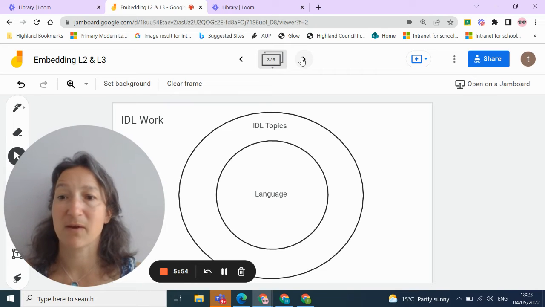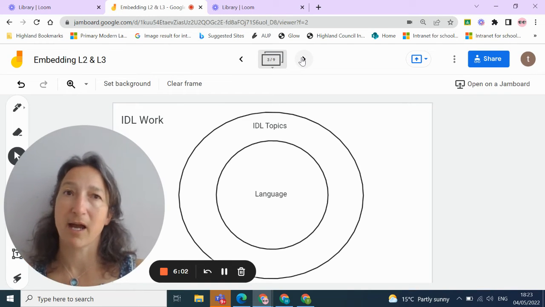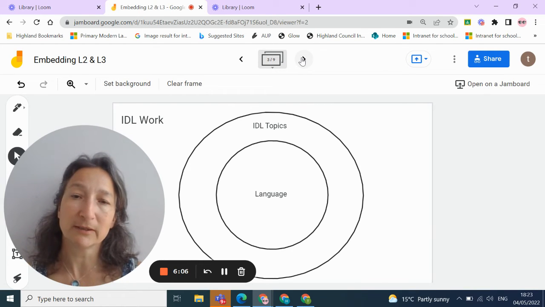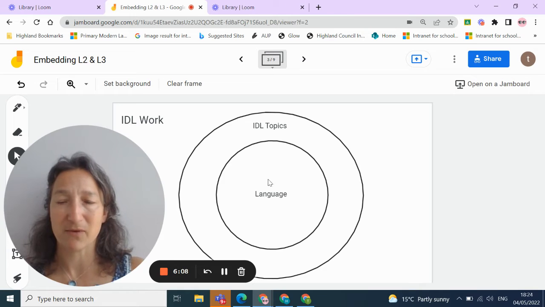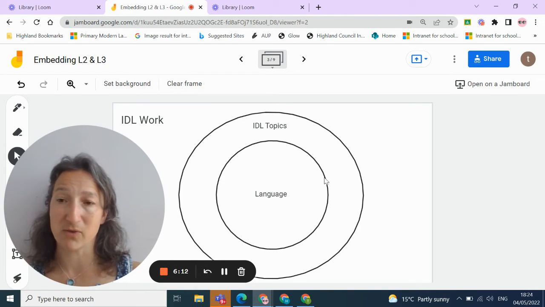So for instance, it might be something like space, or it might be cold climates, or the Titanic. Okay, so what might be a topic? And I'd like you to note those around the outside. You might like to put next to it what sort of year you would normally do that with, and maybe a rough outline of what you do normally in that topic.